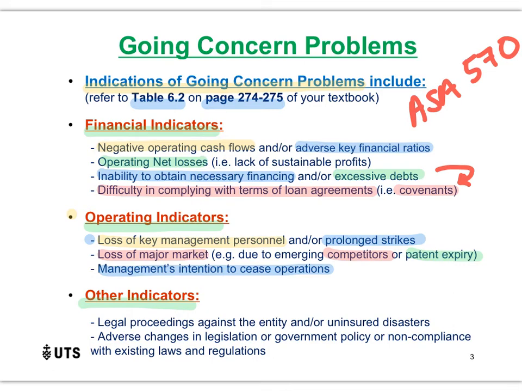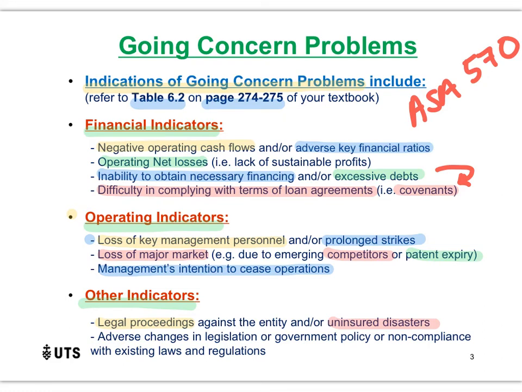I'll quickly touch on some other indicators that don't fit into the financial and operating category. An example is lawsuits. That's a really big one. If the entity experiences or gets involved in a lawsuit and it looks like the lawsuit may not end in their favour, that can have a significant enough impact on the business to cause them to go out of business, right? Another example of that is if there's a disaster of some kind and the business doesn't have insurance. That can also be a significant hit, and that might be sufficient to cause them to close their doors.